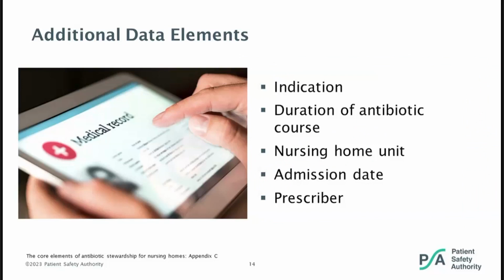Other important elements to consider tracking are the indication or the reason the antibiotic was prescribed, the duration of the antibiotic course, the unit where the resident is located, the admission date, and the name of the clinician who prescribed the antibiotic. These elements aid in identifying the reasons behind inappropriate antibiotic prescribing and should be tracked based on the needs of the facility.